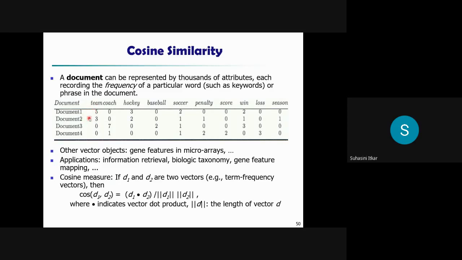So in document 1 team is appearing 5 times, in document 3 it is appearing 0 times, then the word hockey is appearing 3 times. In that way the frequencies are recorded. So this data set is created after pre-processing the documents, and this may be considered as an input for the cosine similarity.